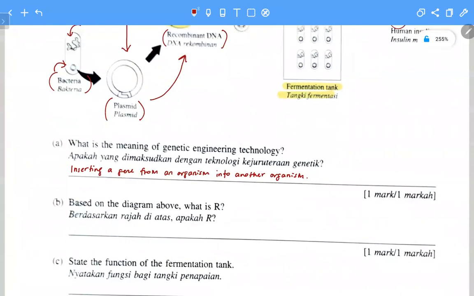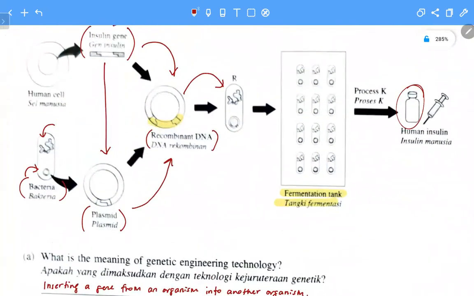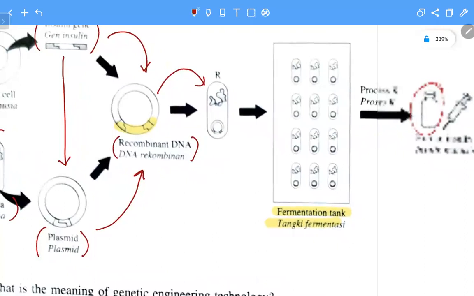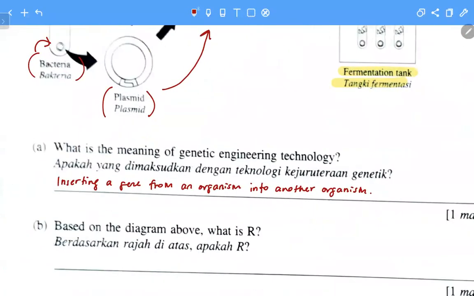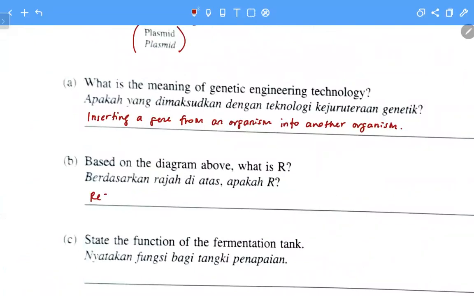Right now, based on the diagram above, what is R? So R here is known as a recombinant bacteria. Okay. Again, R is called a recombinant bacteria. It is also considered as a genetically modified organism.